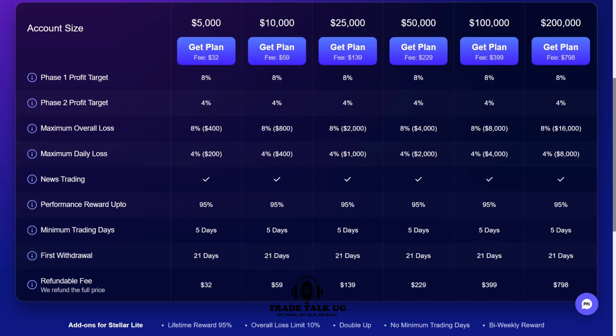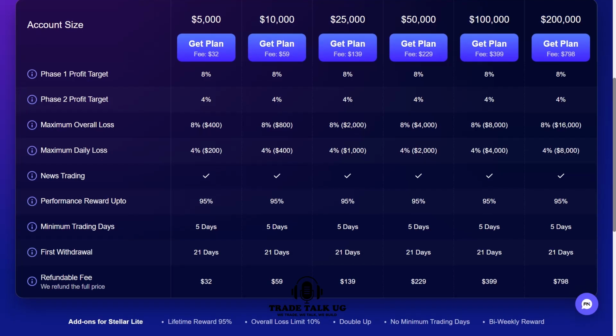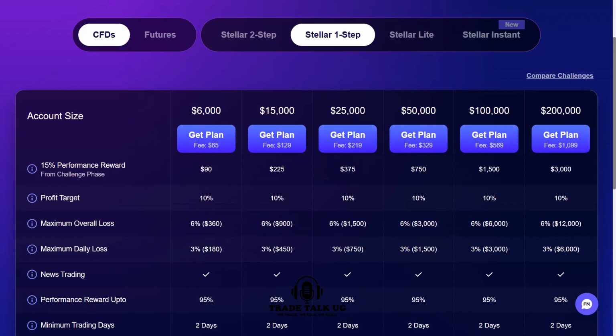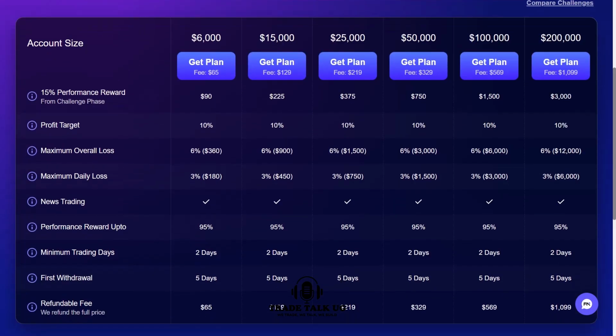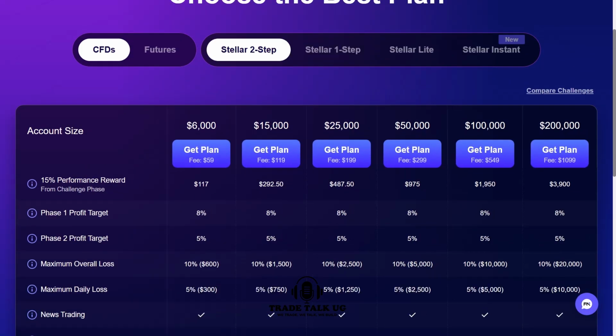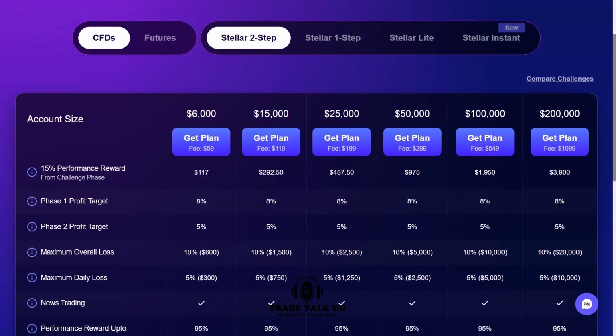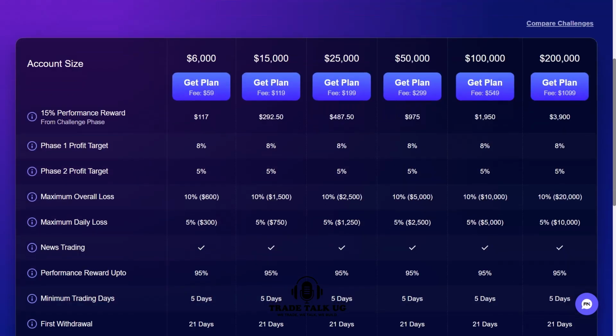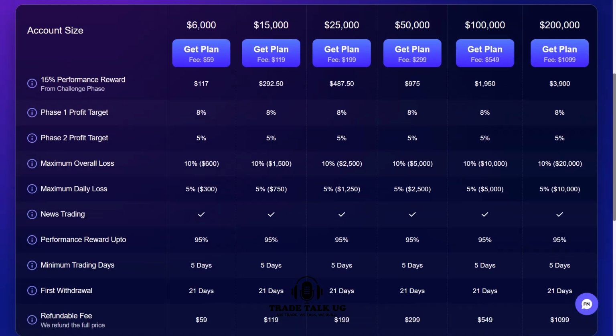So you can see all the accounts, the profit target percent is the same. Phase 1 and phase 2 are the same, but the value increases according to the increase in the account size. So these are some of the accounts. Then there is also Stellar 1 step. They are quite expensive, so you can pass through them also. You can see account size. This one is Stellar 2 step. It is also very interesting.